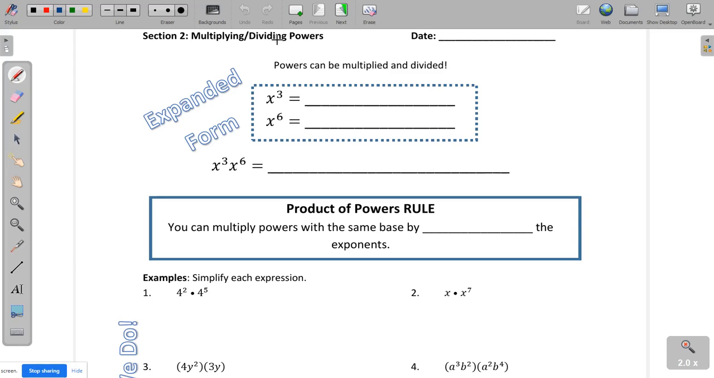Today we are going to be looking at multiplying and dividing powers. So let's expand x to the third. If we expand that out, that's just x times x times x. And if we expand out x to the sixth, that's x times x 6 times.